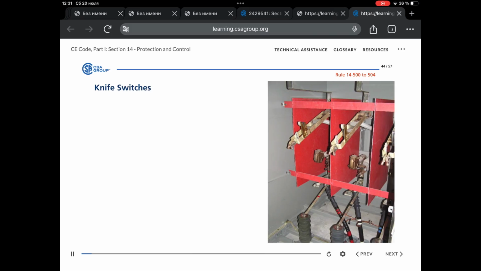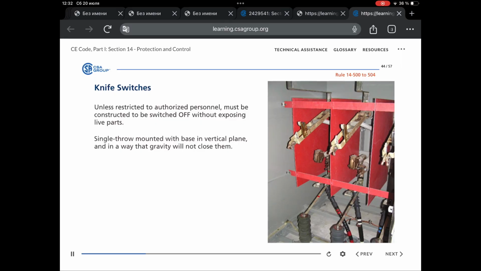To ensure the safety of the operator, knife switches must be constructed in a way that allows them to be switched off without exposing live parts, unless access is restricted to authorized personnel. Single-throw switches must be mounted with their base in the vertical plane and in a way that will not allow gravity to unintentionally close the switch.